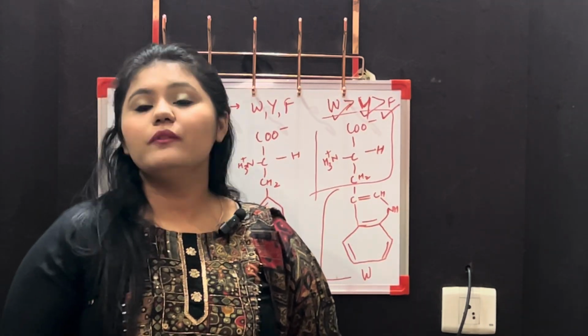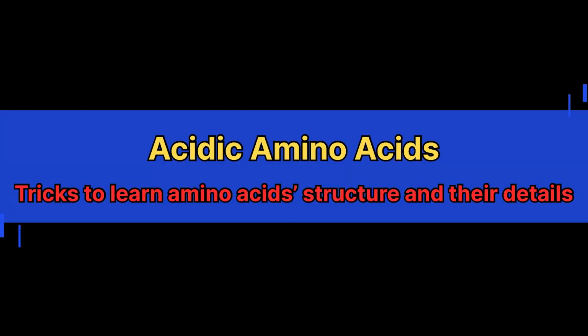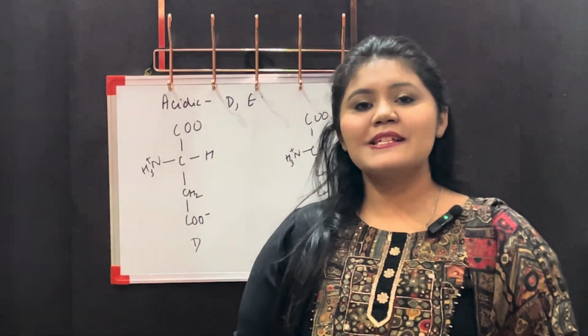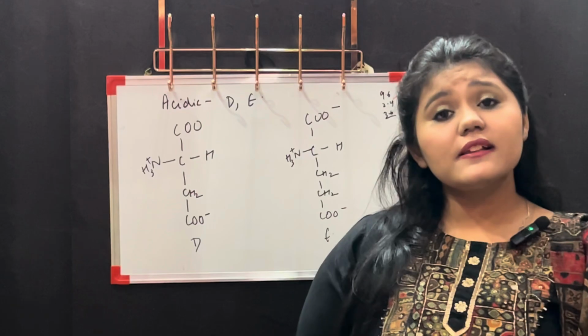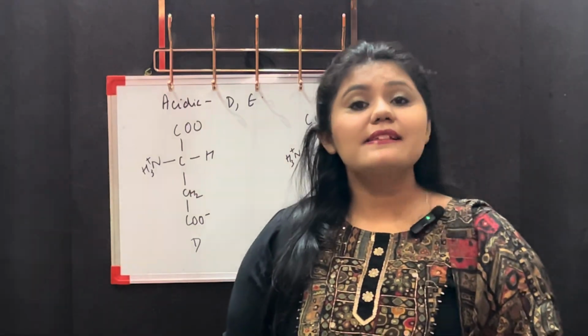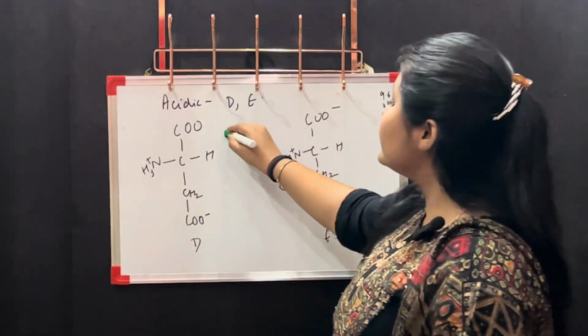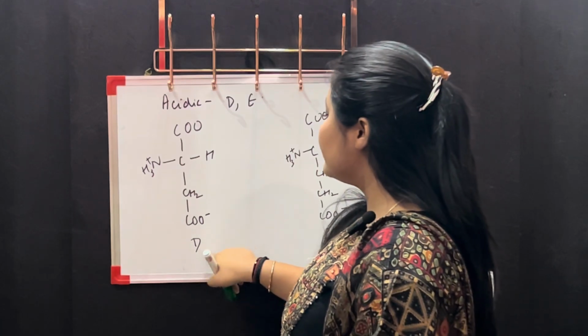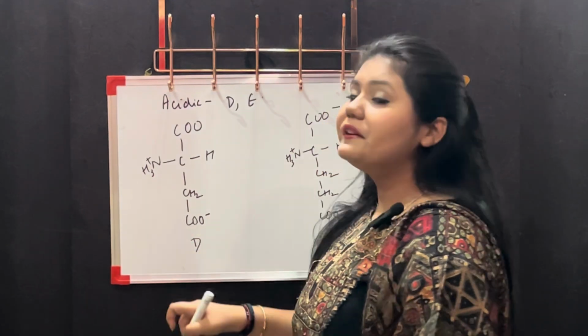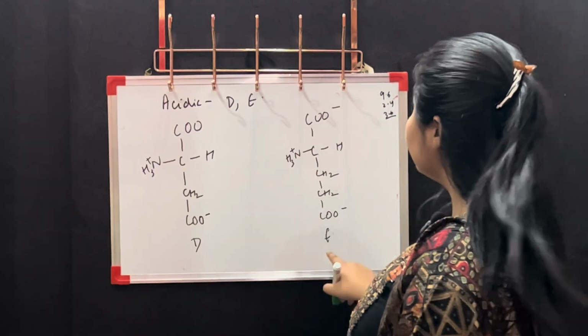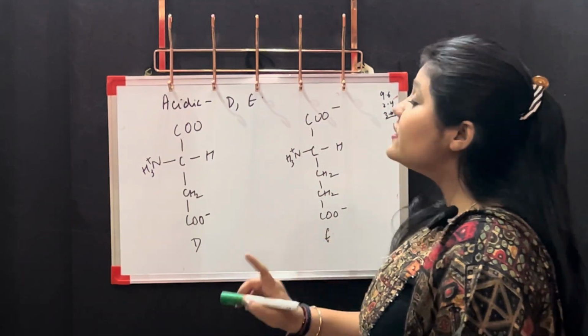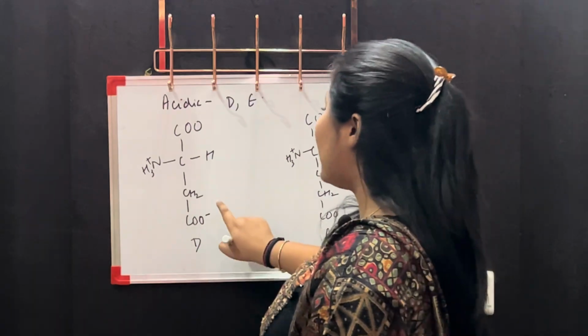Right, now we're going to talk about the next category. The next amino acids we have are the acidic side chain amino acids. We have already discussed that they have ionizable side chains. The first one is aspartic acid, designated by D, and the other one is glutamic acid, designated by E. The most acidic amino acid is aspartic acid.